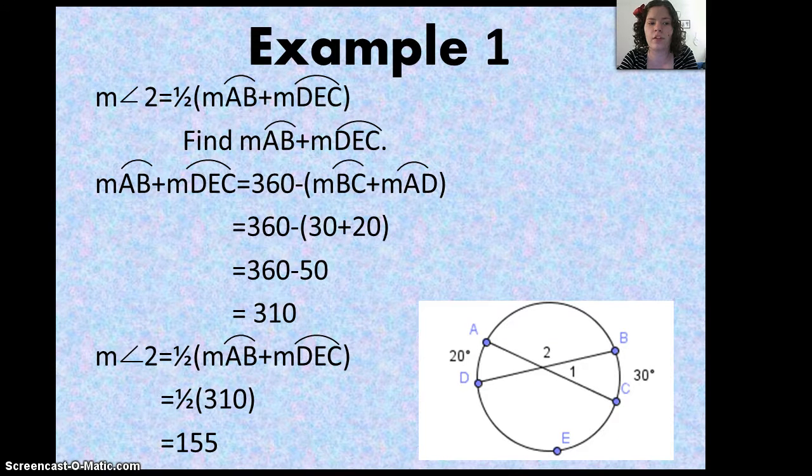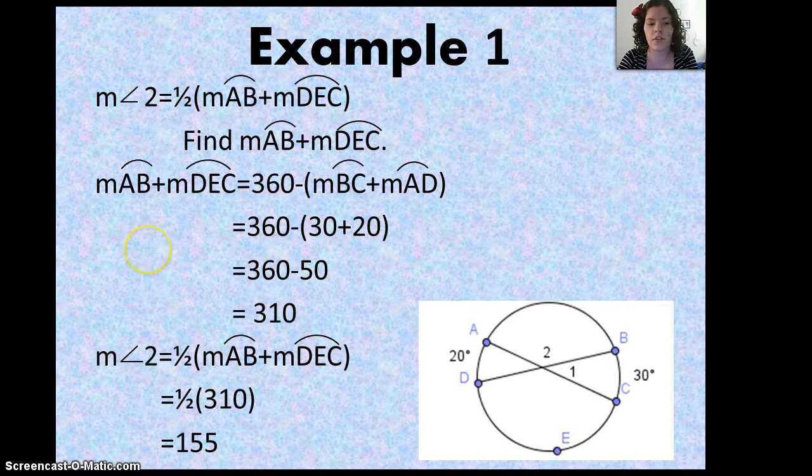Example 1. We want to find the measure of angle 2. We have this formula from the previous slide. Find the measure of arc AB plus the measure of arc DEC first. The measure of arc AB plus the measure of arc DEC equals 360 minus the measure of arc BC plus the measure of arc AD.